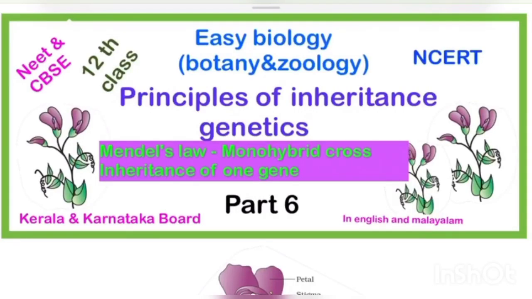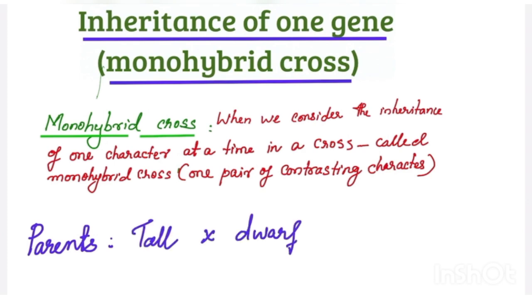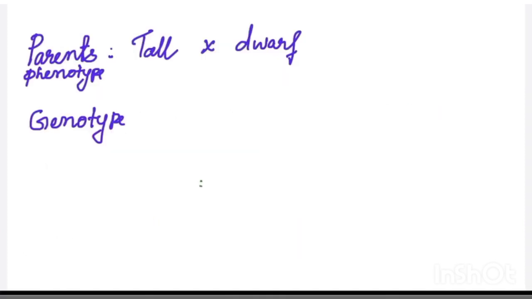Inheritance of one gene, or monohybrid cross. Here we consider one pair of contrasting characters in a hybridization, that is, one character. For example, for the height character, there are two contrasting characters, tall and dwarf. So tall and dwarf are a pair of contrasting characters of height. Like that, round and wrinkled are the contrasting characters of seed shape.